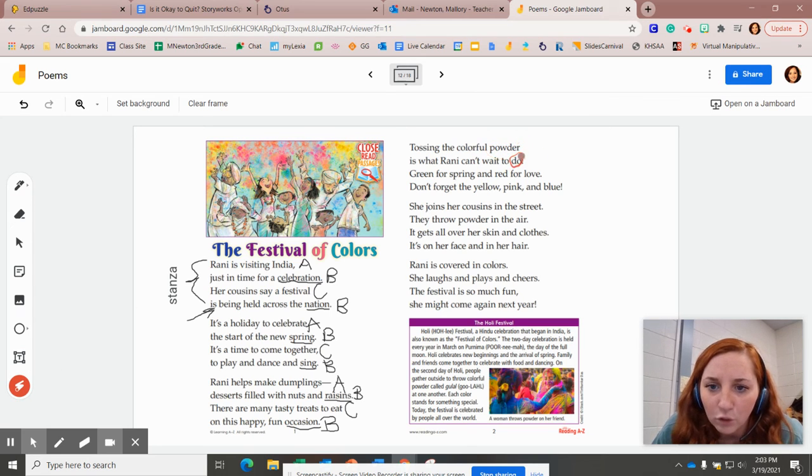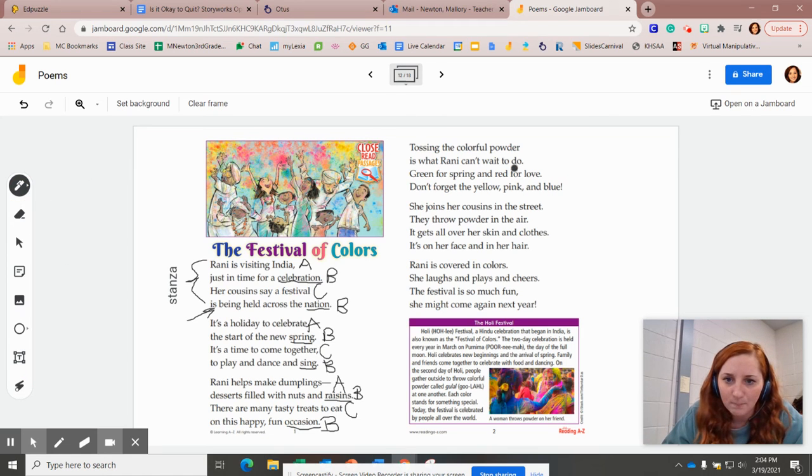Powder, do, love, blue. Now, this one's hard because they're not spelled the same. A lot of times it's easy to identify rhyming words because they're spelled the same, but this one, that's not the case. So let's see if you can identify them. Powder, do, love, blue. Which two of those words have the same ending sound? Good. Do and blue. I'm going to underline them.